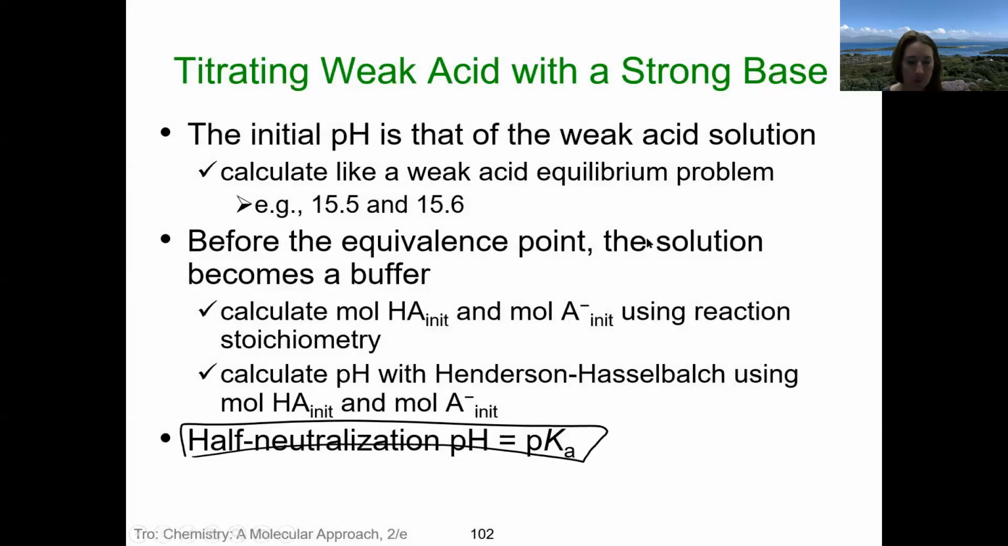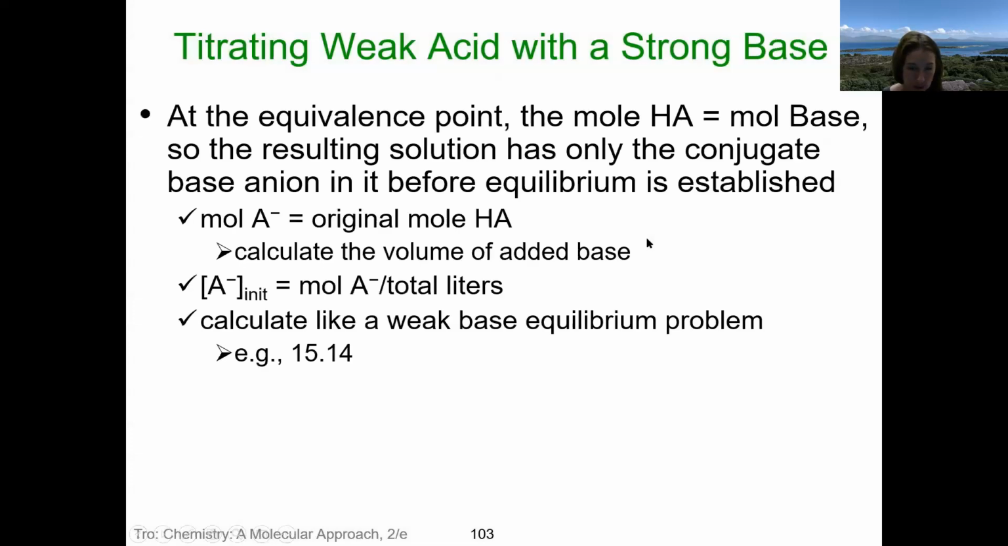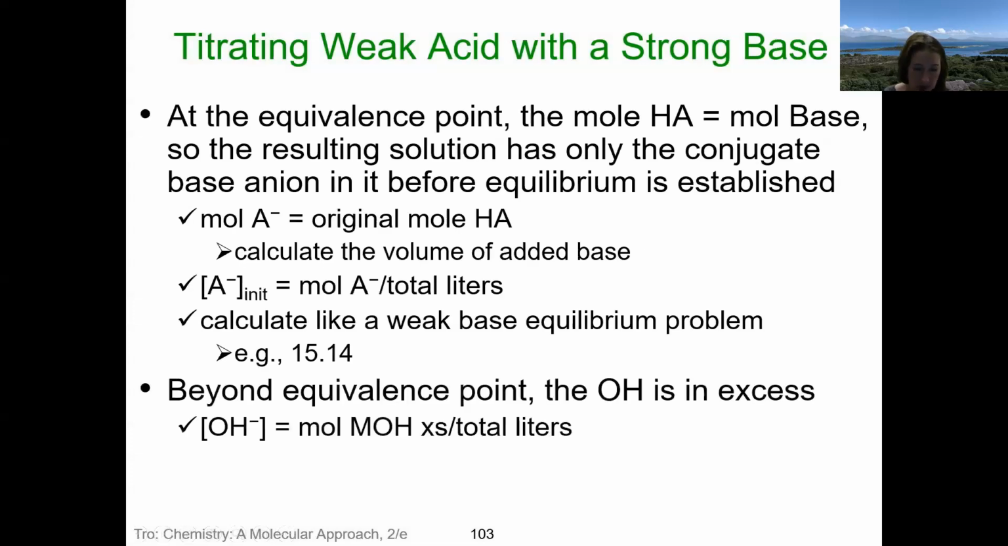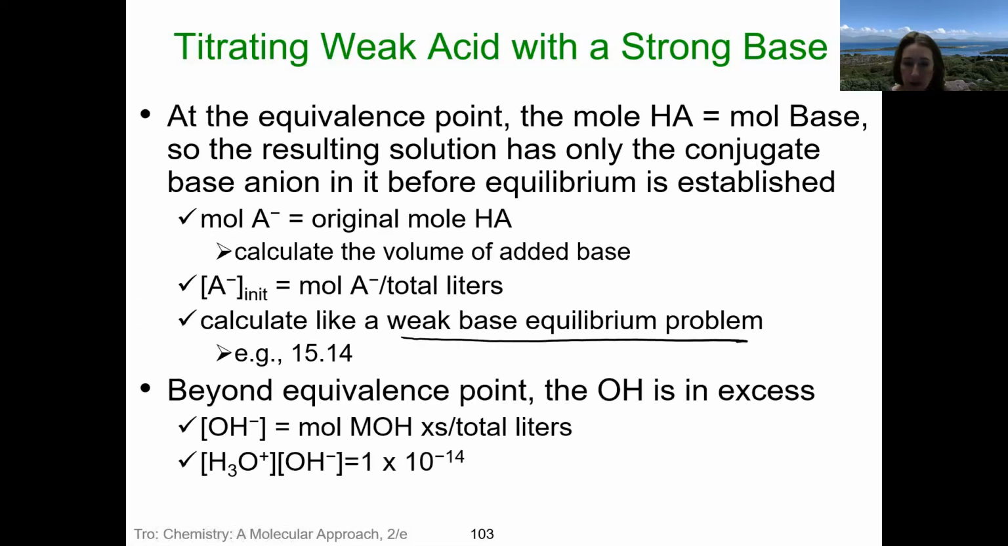So now we're going to go to at the equivalence point. At the equivalence point, it's a weak base equilibrium problem. Beyond the equivalence point, it's OH from the strong base, a strong base pH problem. Like I said, these are a lot, right? It's every single thing we've done in one problem.